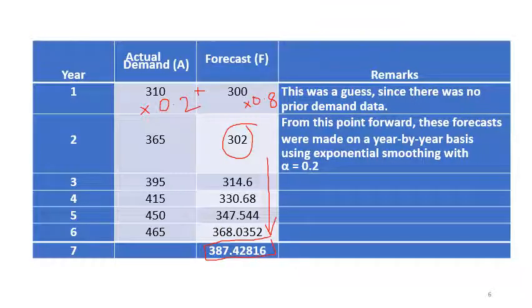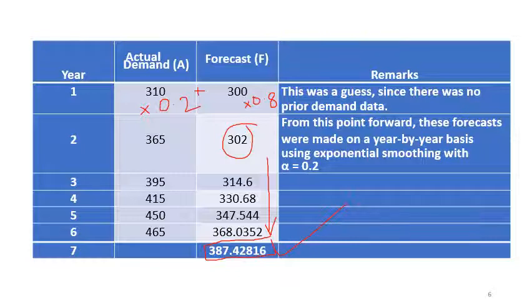Then 465 into 0.2 plus 368.0352 into 0.8 will give you this 387. So this will be the final forecast for the seventh year. You can see the difference here. The forecast value for the 7th year using alpha equal to 0.1 was a different value, because alpha was 0.1. Here it is 0.2. So here you get 387.42816. You can round off the decimals, either retain two decimal places or go to the next higher value. Correct?